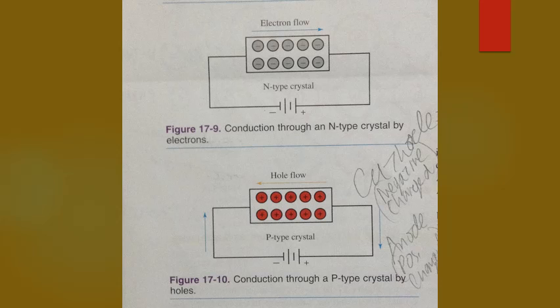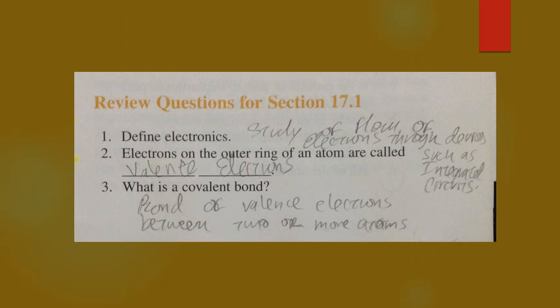Review questions for Section 17.1. Define electronics. It is the study of flow of electrons through devices such as integrated circuits. Electrons on the outer ring of an atom are called valence electrons. What is a covalent bond? It is a bond of valence electrons between two or more atoms.